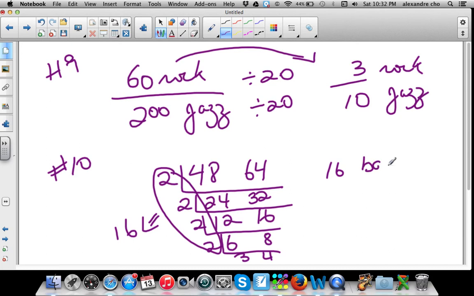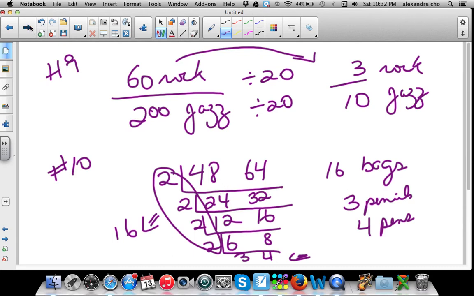16 bags, and in each bag he's going to have 3 pencils and 4 pens, and those are the numbers down here. Which reminds me that on number 10 I made a mistake on the picture. It should have been 16 instead of 8. So you'll probably catch that error on the picture.